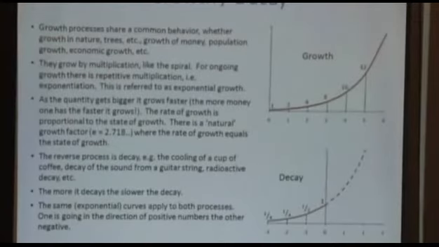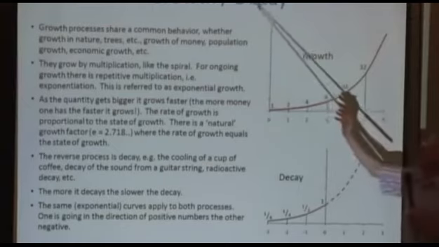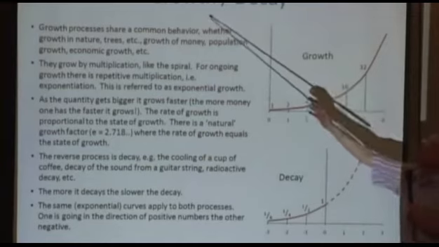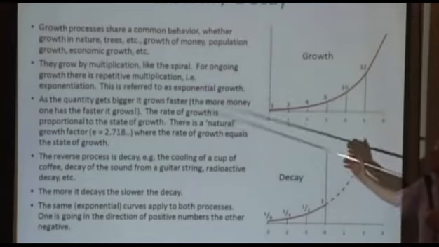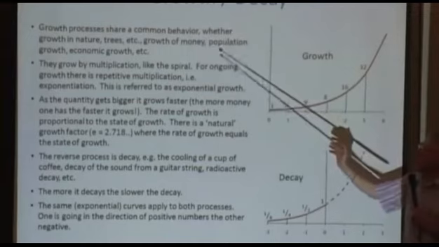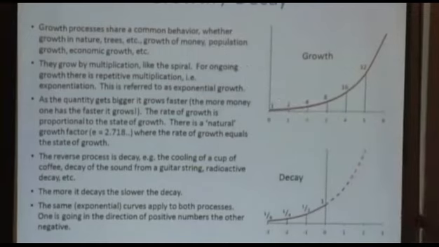Now, if we just look at the growth process on its own, there is a characteristic pattern for all growth processes in creation. We can speak in terms of growth and decay, or probably more accurately in terms of expansion and contraction. Growth processes have a common behavior, whether it's growth in nature, growth of trees, population growth, growth of money, or economic growth. Growth takes place by a process of multiplication, just as we have the expansion of the spiral.